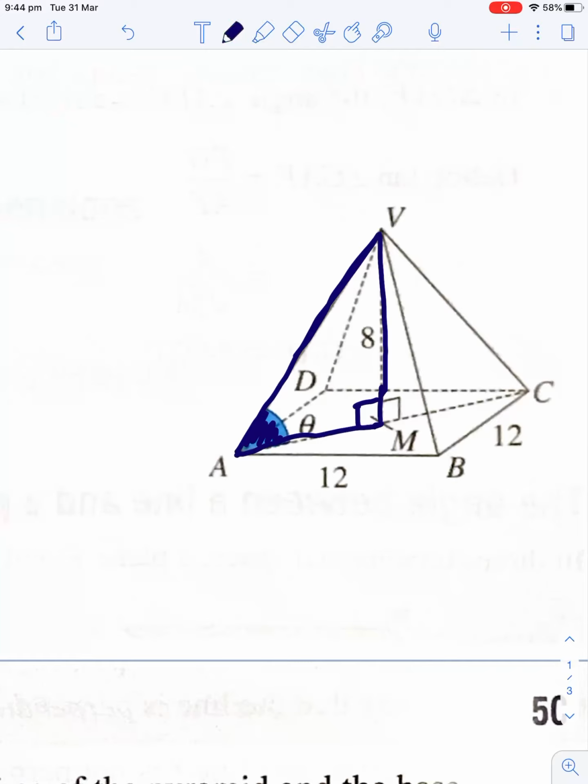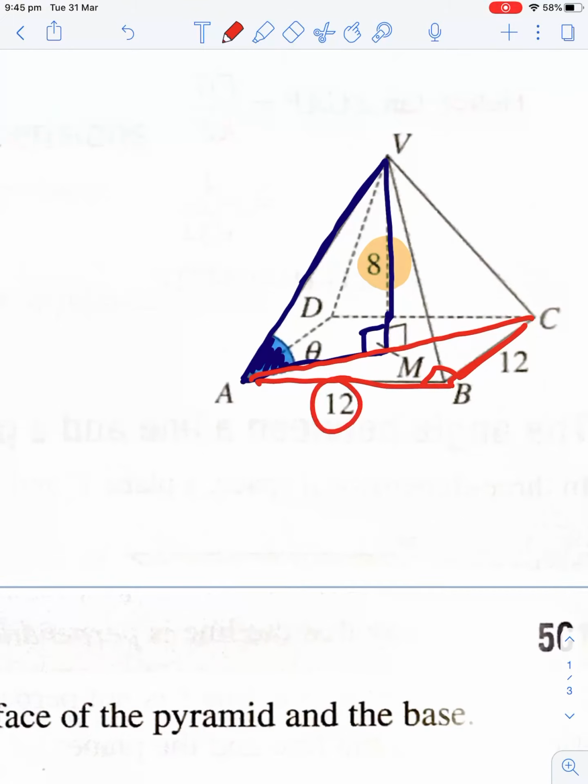Now, to figure out our theta, to figure out what this angle is, we need to know two side lengths. We know one, but we don't know this length here. But we can use Pythagoras to help us out. The way that we're going to figure out this length is by using this length here and this length here, because they make a right angle. That's going to make a right angle triangle all the way across along the bottom. So we can use the 12 and 12 to figure out the length from A to C.